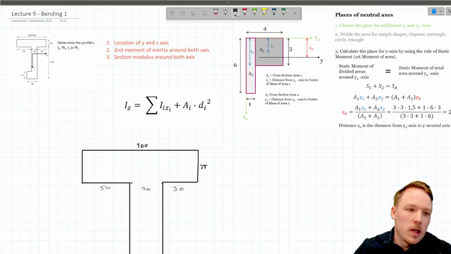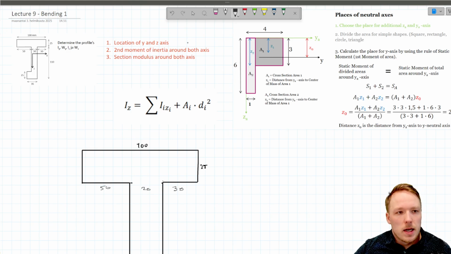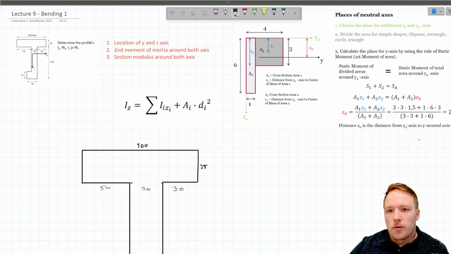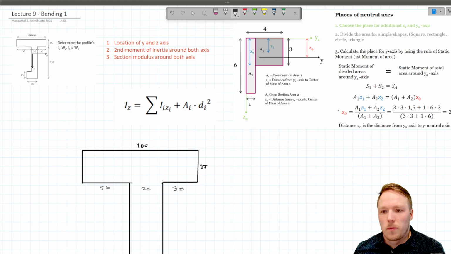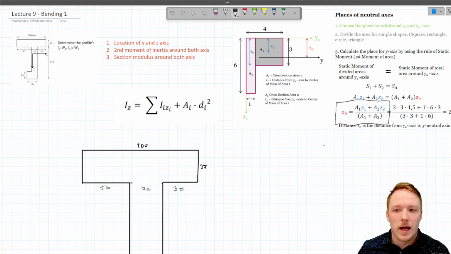Now we're going to calculate the second moment of inertia and section modulus around the y-axis and z-axis for this profile here. The formula for calculating the neutral axis is shown on this equation, in this picture. This equation is not in your list of formulas, but if you want, you can write it to your formula list for the exam of this course.